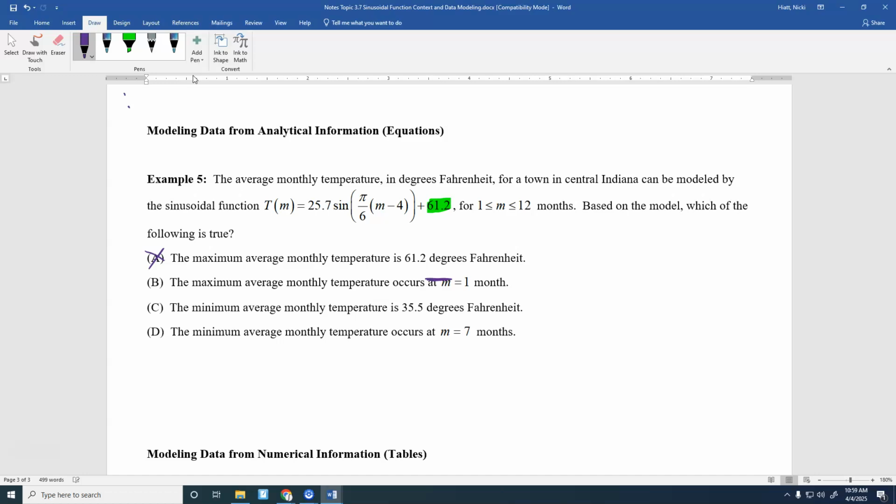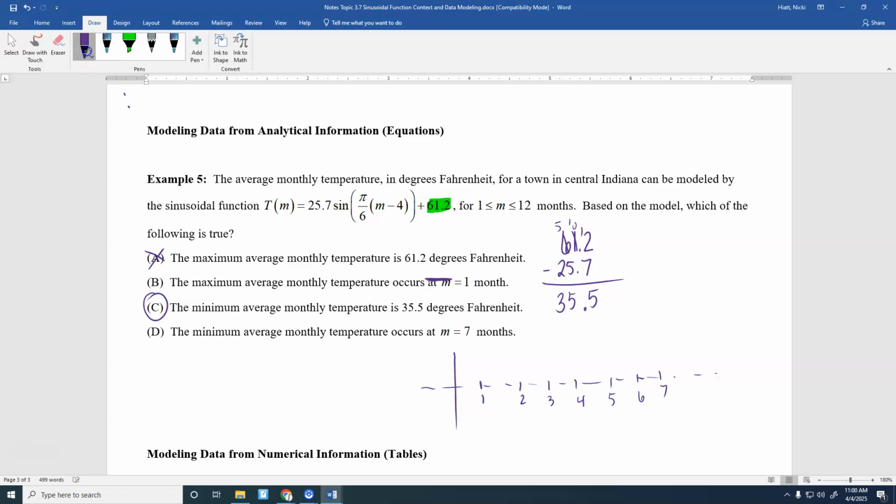How could I find the minimum without actually having to graph this? 61.2 minus 25.7, which if I borrow right here is going to give me a 5 right there. Borrow again, 5 right here, 35.5. Does that look correct? That looks right. To talk about where those average monthly temperatures are, we would need to think about what the graph kind of looks like. Even if you don't really worry, just think about this being the midline. It is a sine graph, so it would be like if we label this 1, 2, 3, 4, 5, 6, 7, and so on.